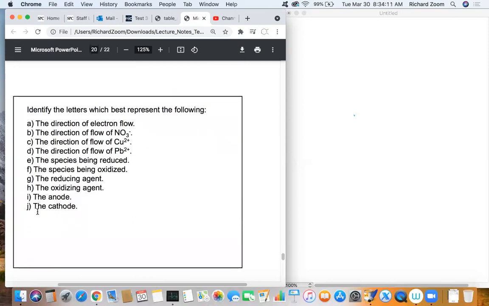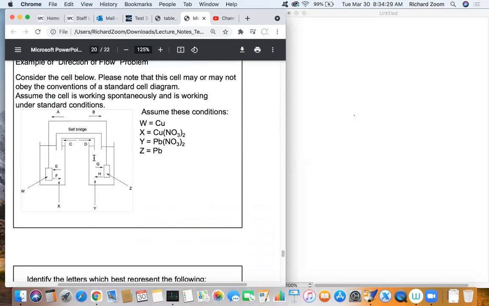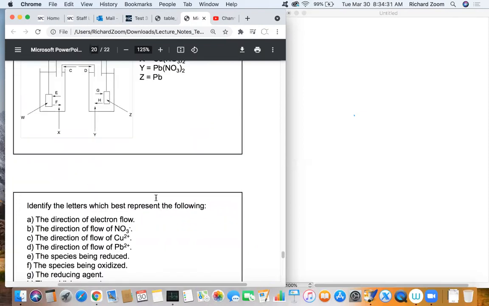These are all the things you'll be required to identify. Electron flow, direction flow of nitrate, copper 2+, lead 2+, species being oxidized and reducing agent, oxidizing agent, anode and cathode. So those are all the things you're going to have to identify off this diagram. They're all going to correspond to one of those letters.